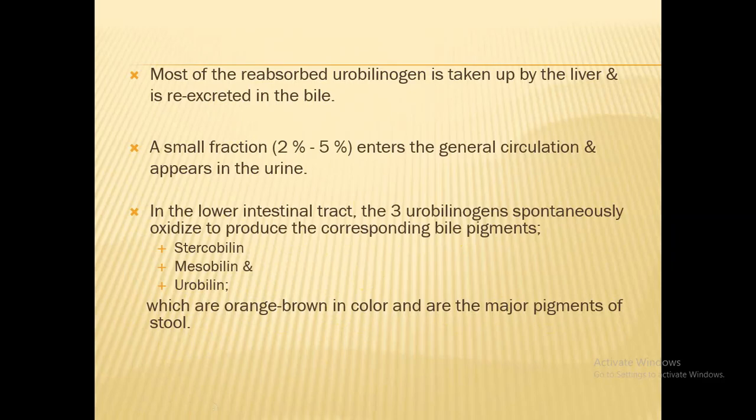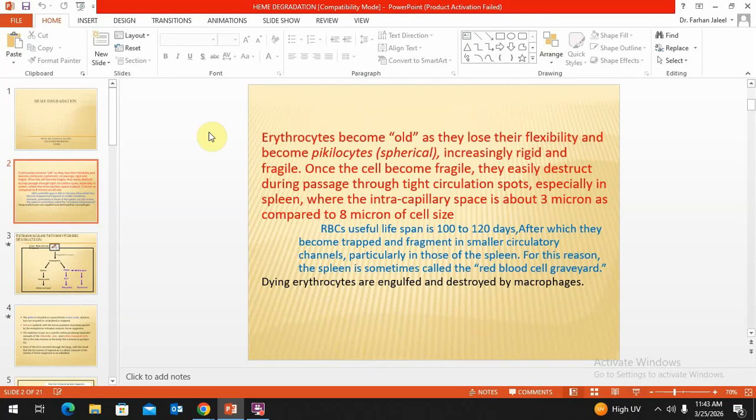The little amount of urobilinogen which is reabsorbed into the hepatic circulation and then given to the blood is excreted in the urine. So in the urine and the stool, both have the bilirubin pigments. So that's the degradation of heme.